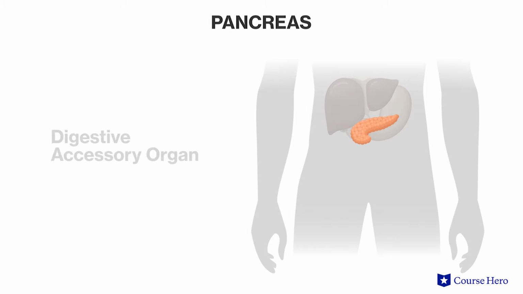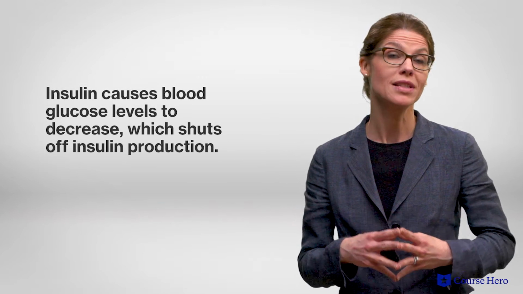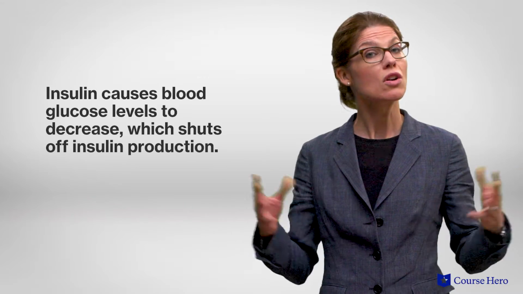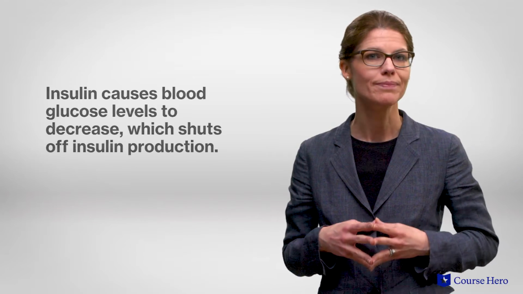An example of negative feedback is the regulation of blood sugar, primarily glucose levels. After an animal has eaten, blood glucose levels rise. Cells in the pancreas, a digestive accessory organ, sense the increase and release the hormone insulin in response. Insulin causes blood glucose levels to decrease, which in turn shuts off insulin production, completing the negative feedback loop.